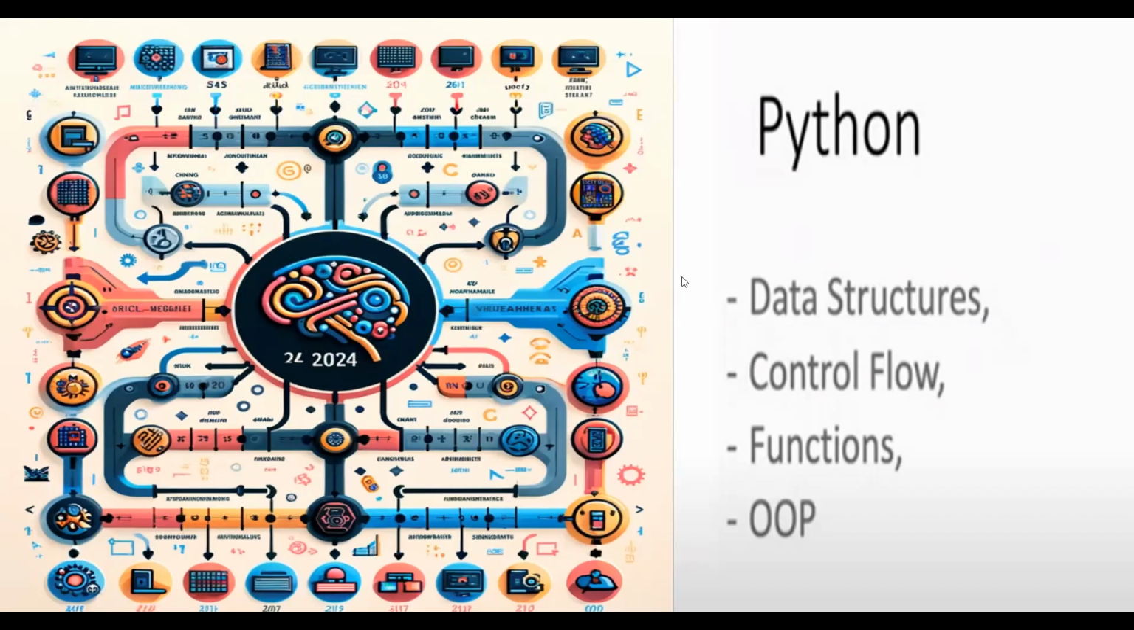Coming to Python, you have to learn data structures and control flow and functions. These are the basic concepts you have to learn if you want to master generative AI. This is the foundation step. We can complete this Python within one or two days, as it is basic. Compulsorily you have to learn the Python programming language.